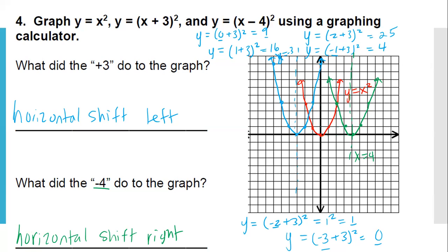So now, if you understand what they mean, do you have to do the math every single time? No, you could just take the parent function and shift it how it should be. Does that make sense?